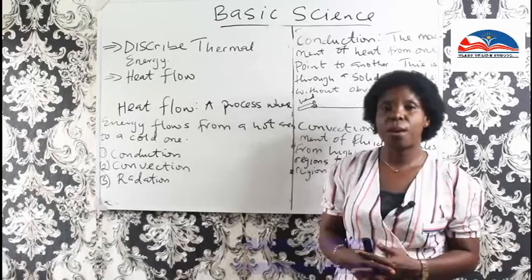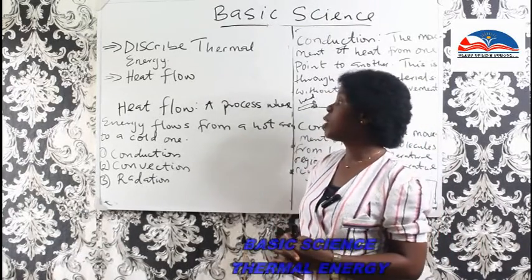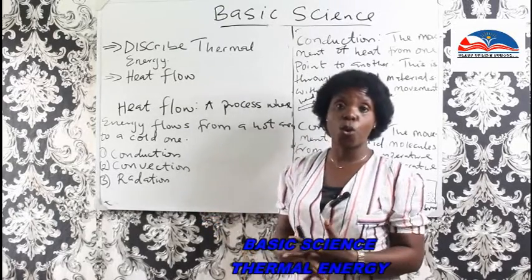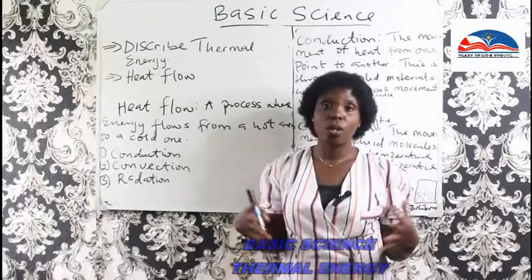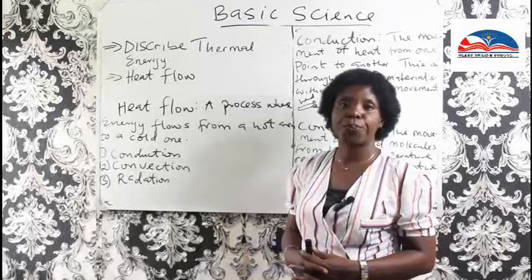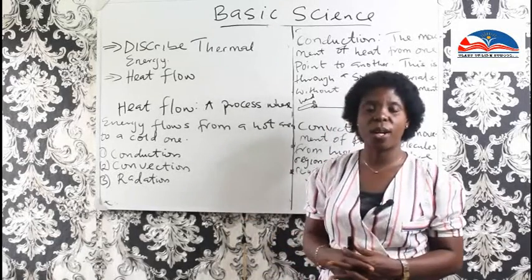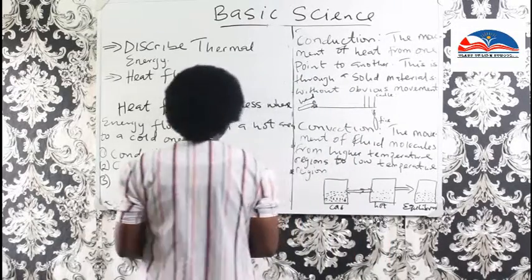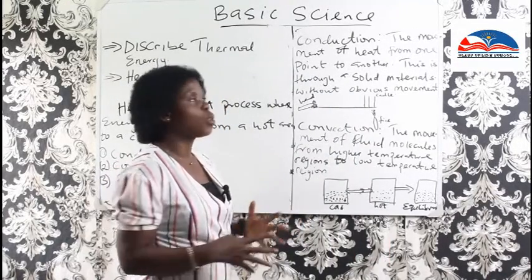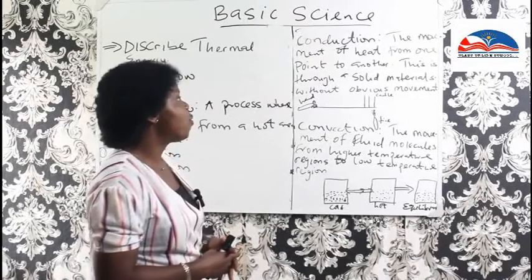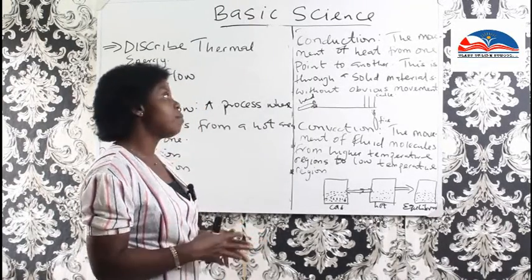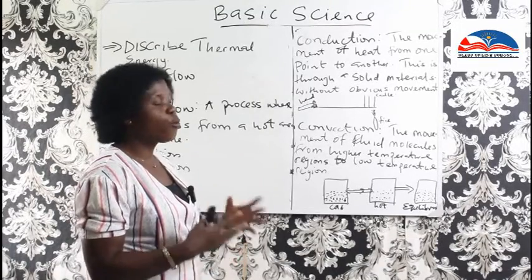Now we have three types of heat flow. We have conduction, convection, and radiation. Now let's look at them one after the other. What does it mean to say that heat flows in conduction? Conduction is the movement of heat from one point to another through a solid metal without obvious movement.